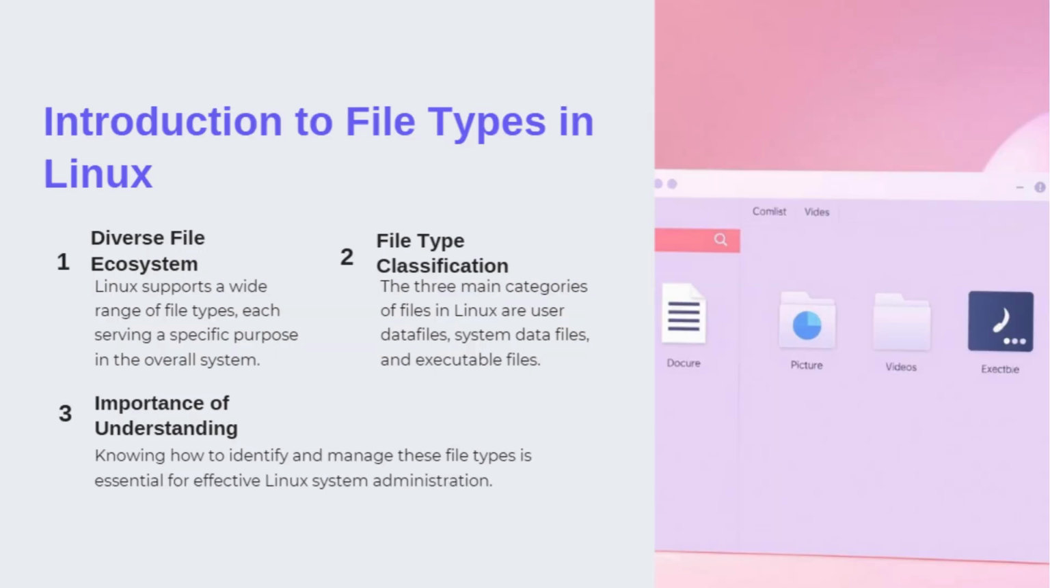A bit of introduction about file types in Linux. Diverse file ecosystem: Linux supports a wide range of file types, each serving a specific purpose in the overall system. File type classifications: there are three main categories into which file types can be classified, which are user data files, system data files, and executable files. Importance of understanding: knowing how to identify and manage these file types is essential for effective Linux system administration.